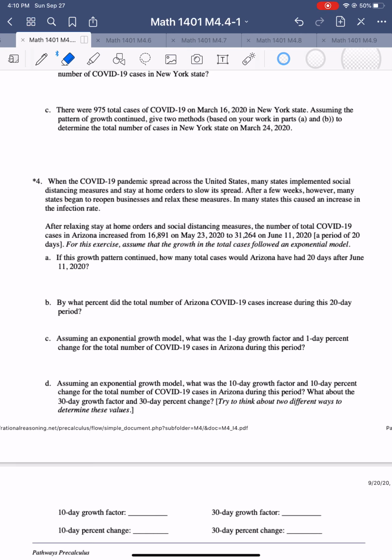So which is going to be... June has 30 days, so June doesn't have a 31st, right? So it's going to be July, right? Okay, so yes, let's try. So this is growing, right? So the growth rate is 31,264 over 16,891. It is the 20-day growth factor.